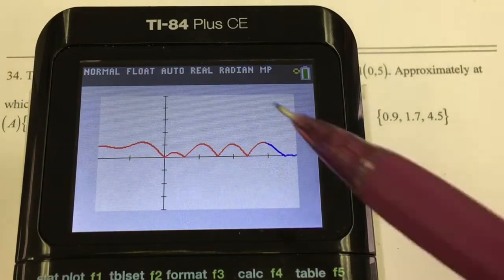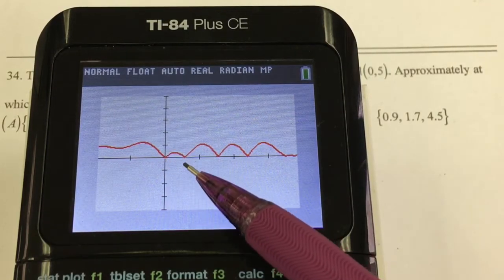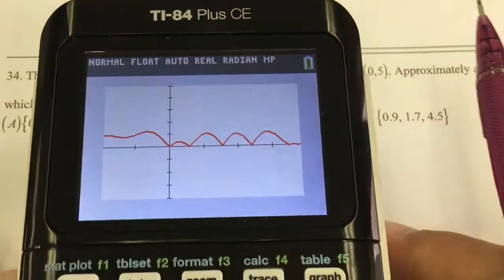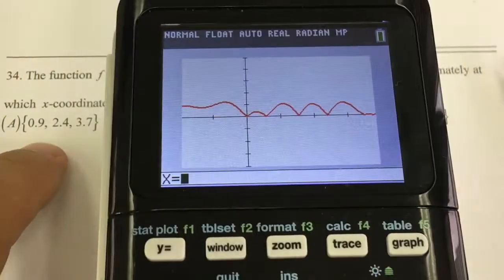Now, I can see instantly where it's not differentiable. It's not differentiable at these cusps, okay? These little cusps. So it's 0, but it's on the open interval from 0 to 5. So I guess I'm going to second calc value and test that value of 0.9.